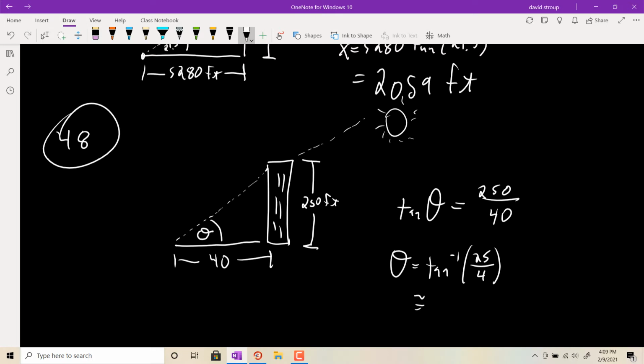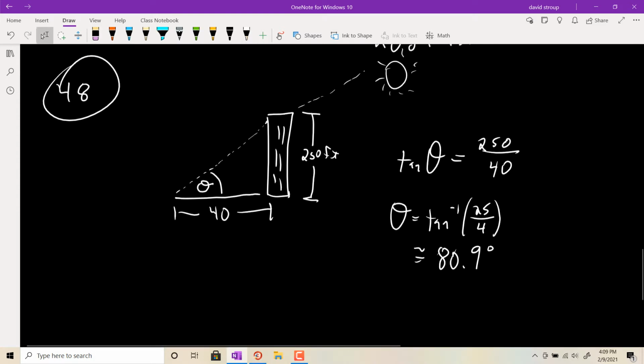Tan inverse of 25 fourths is 80.9 something. What decimal place do we need? Nearest tenth. So we are looking at 80.9 degrees. It's pretty easy.